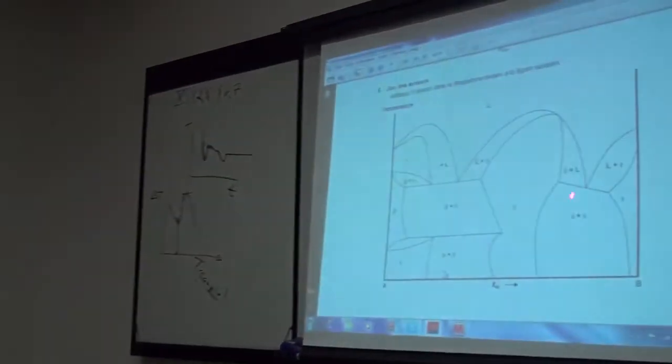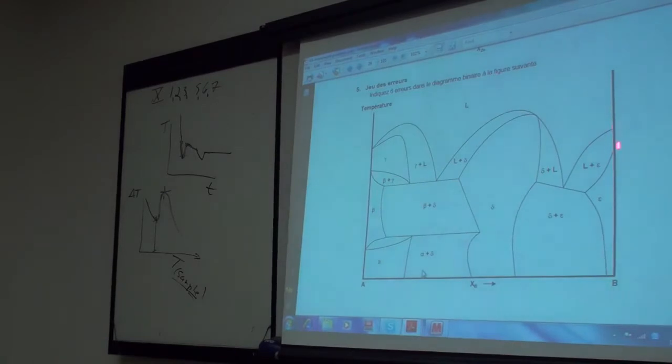Number 3, what do I have? 5, 6, and 7. Okay, find me the errors in this diagram. Here's an error because clearly the eutectic has to be... Okay, there's one error, here's another error, these two lines have to go together.